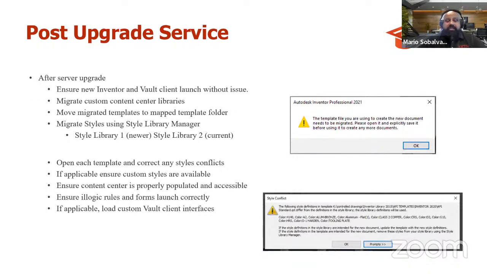We're going to migrate custom content center libraries. So anytime there's an upgrade, content center libraries that are the generic default content center libraries update by themselves. But any custom content center has to be manually migrated. So we'll go ahead and do that step. We will move the migrated templates that we were talking about. So those that were in that 2024 folder, we'll put them into the map template folder and delete the 2024 folder. So that'll take care of that migration. We'll do the styles migrating via the library manager. We showed that in the previous screen.